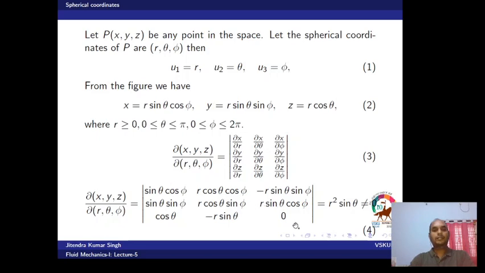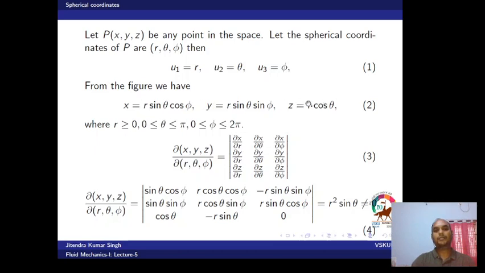When we solve this determinant, we get r square sin theta, which is not equal to 0. So that's why transformation 2 is invertible. If it is invertible, we shall solve equation 2 for r, theta and phi. For obtaining r as a function of x, y, z, we shall square all three.